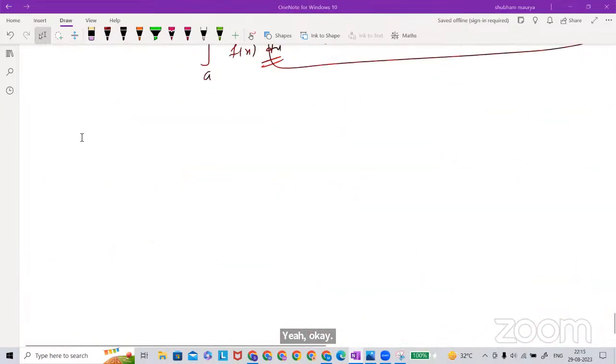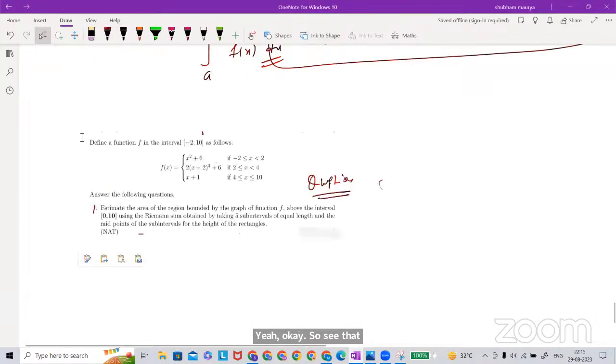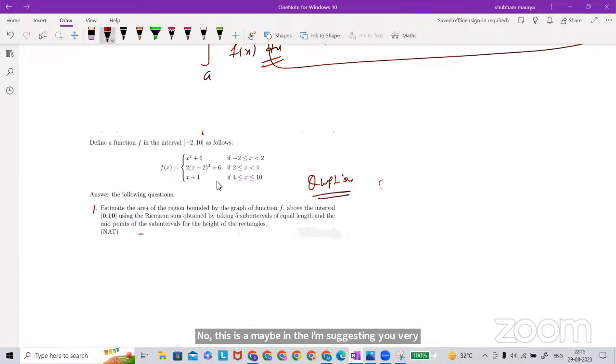So see, this problem I have just written. So let me write. So we have this problem. I'm suggesting it's very similar, you may get it in the exam. Maybe here the Riemann sum is given, but maybe an integration sign will be there. Very similar question will come. So what is going to be the estimated area of the region bounded by the function from 0 to 10, using the Riemann sum obtained by taking 5 subintervals of equal length, midpoint?